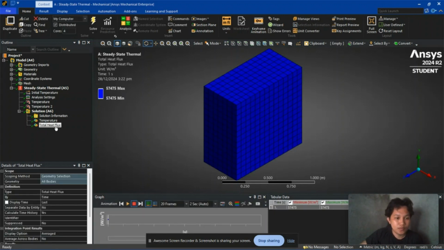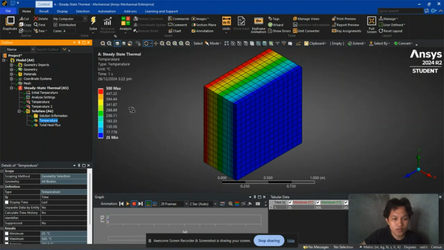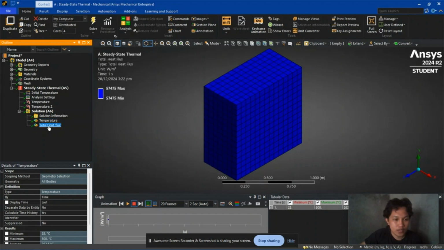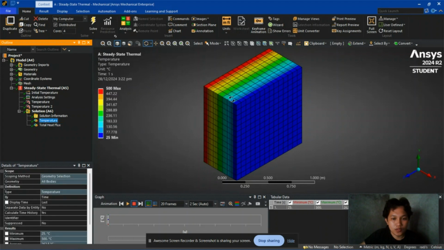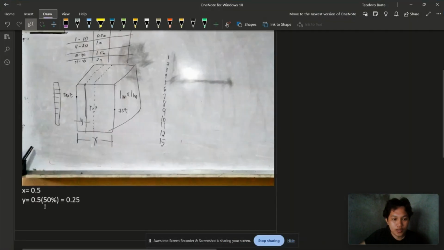Okay, so we have our result. Here are the temperatures depending on the x-axis and the total heat flux, 57 thousand, the minimum and the same with the max. It only has one heat flux because it's homogeneous and only one object. So we're going to use that to determine the temperature at x equals 0.25.